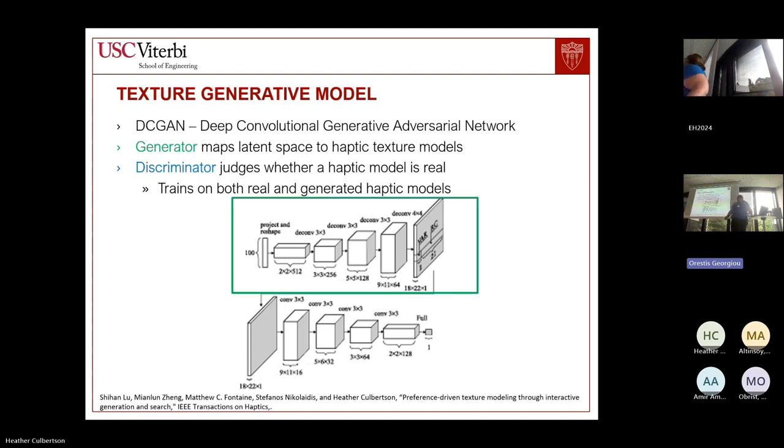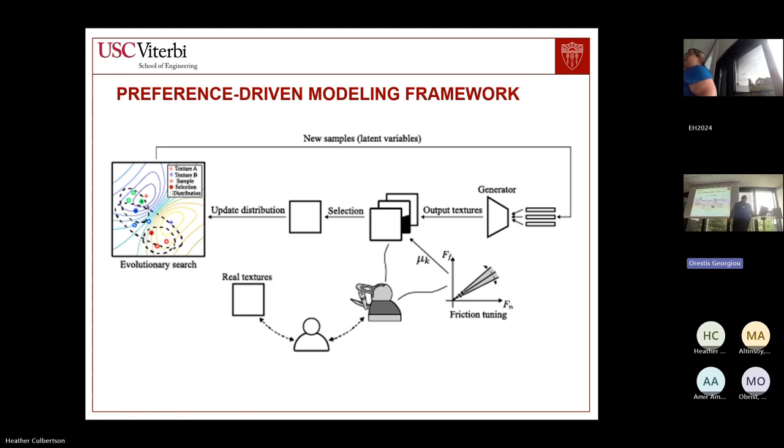And so once we have trained the network, we have this network that can generate an infinite number of new virtual textures. But how do I get a virtual texture to feel like this specific real texture? And so that is where the preference-driven tuning comes in. So we start with the latent space, and we do an evolutionary search.